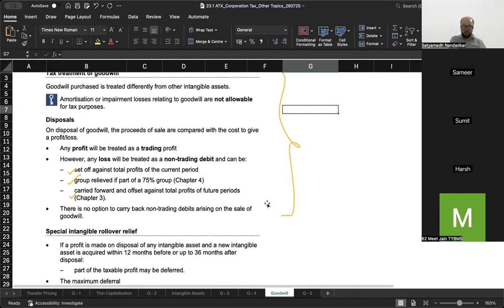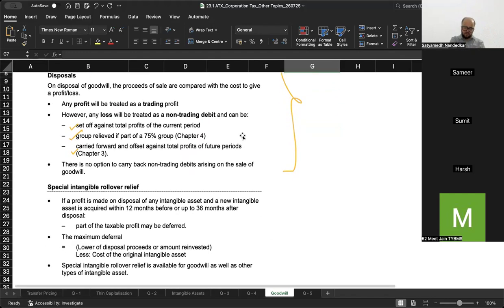In case of goodwill, again, because there is no amortization, there is no written down value. Because there is no written down value, all that will not be there. You compare the sale proceeds with the cost, the difference is trading profit. Okay. And if there is a loss, then whatever the loss is, adjust it against total profits of the current period. You can group relieve it or carry forward and offset against total profits of the future period.